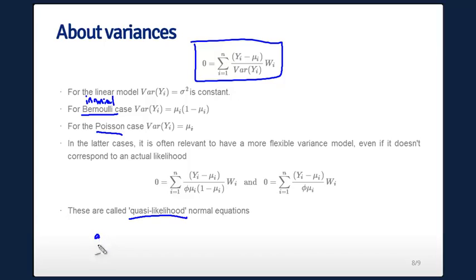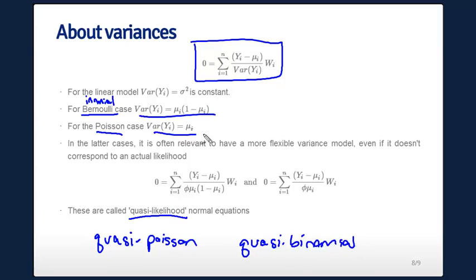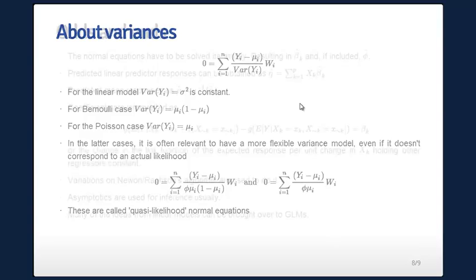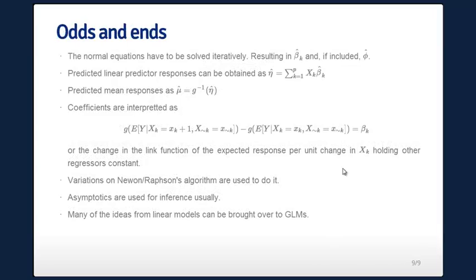So in R, if you say family equals quasi-Poisson, or family equals quasi-binomial, the whole point is to relax these very strict assumptions relating the means and the variances in those two models, and it simply fits the standard normal equations, but throws an extra parameter down there in the denominator. And as you can imagine, because academics like to do these sorts of things, they've proved everything about the quasi-likelihood equations, and they inherit most of the same properties that GLMs do. They just don't happen to correspond to a specific model.